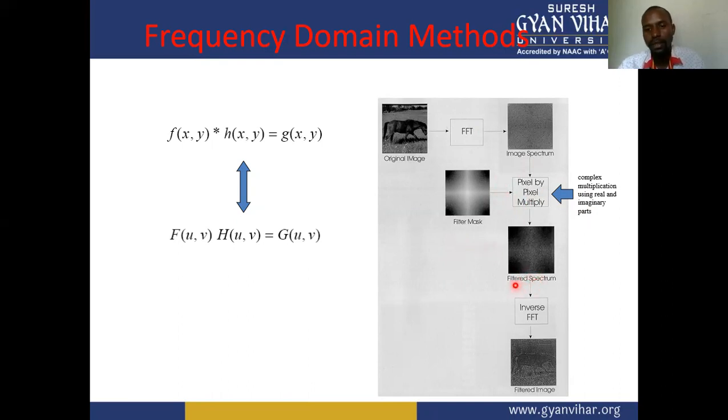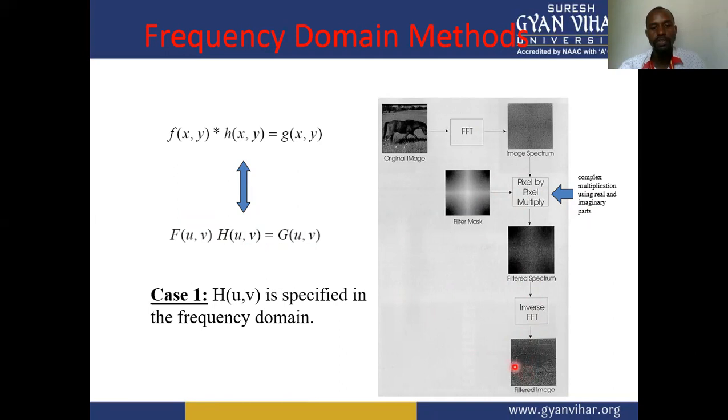This filtered spectrum is what we consider the image represented in the frequency domain. Now we perform the inverse, where this arrow points back, where we perform an inverse of the Fourier transform. The Fourier transform is an example of a frequency domain method. When we perform the inverse, we get our filtered image. So this is what happened here.